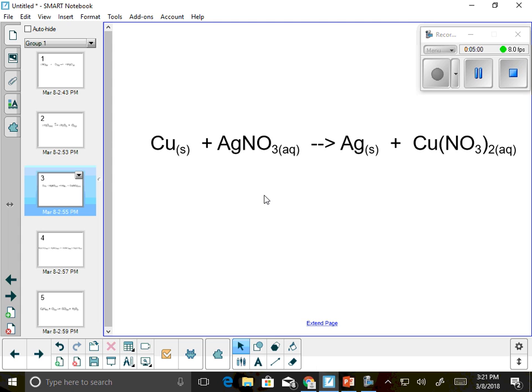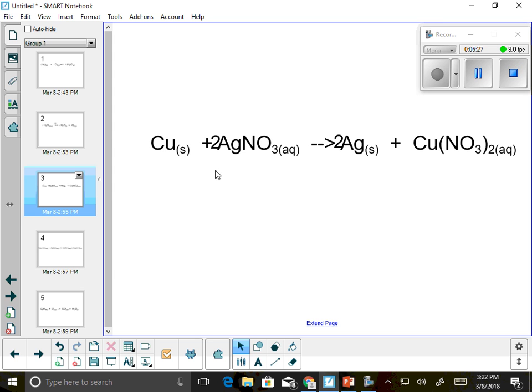Sometimes when balancing equations, it's easier to just identify how many of each type of polyatomic ion is on each side. In this case, in order to balance it, I need to put a 2 in front of my silver nitrate, because now I have 2 of the NO3s on both sides. However, now I also need to put a 2 in front of my silver to make sure that is balanced. This would be a properly balanced single displacement reaction.